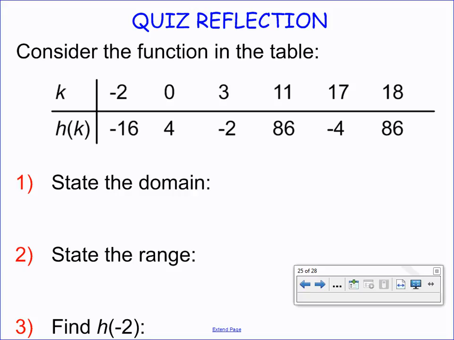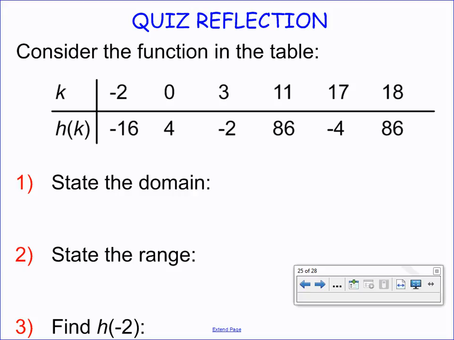Let's take a look. State the domain. Everybody be ready to tell me our domain values, my k values, or my h of k values when I call on you. So which one is the domain values? Is it the k values or the h of k values based on this table? Which one are the domains? Carson? -2, 0, 3, 11, 17, and 18.